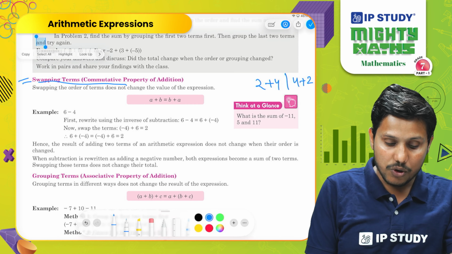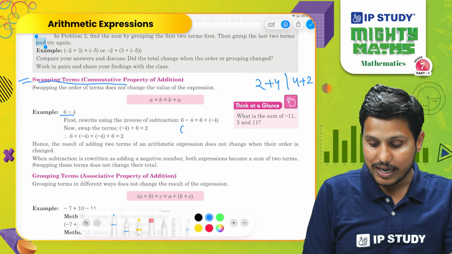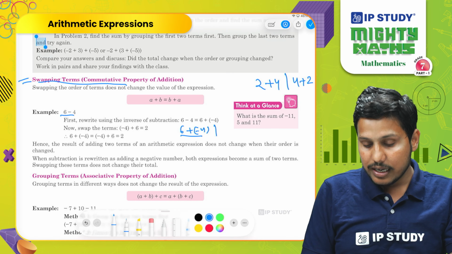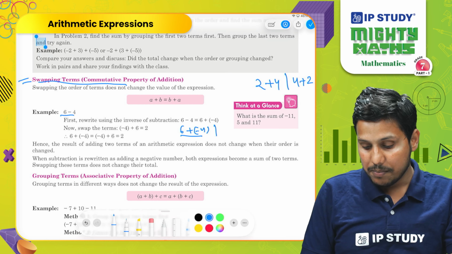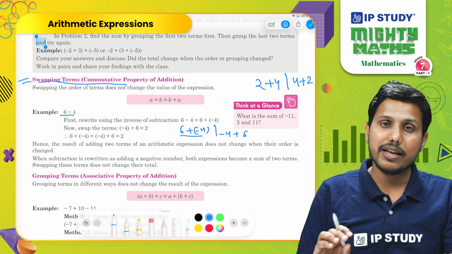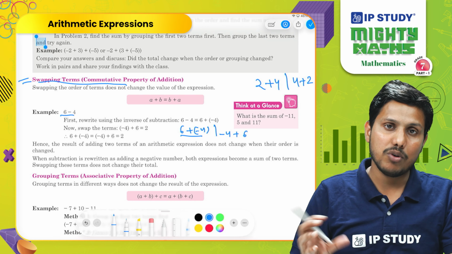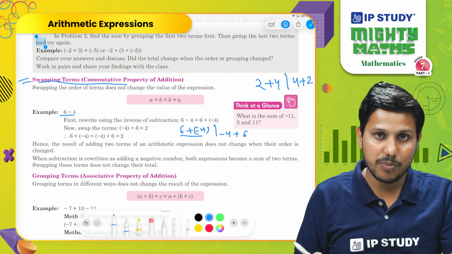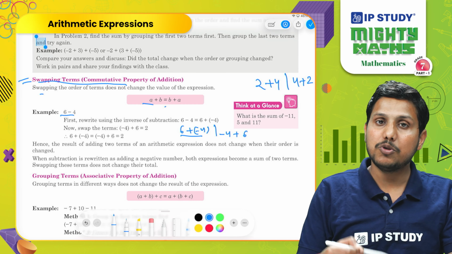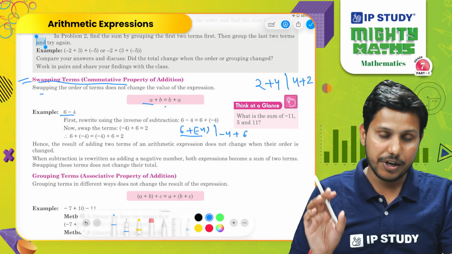Like if we want to do 6 minus 4, we can write it as 6 plus minus 4, or we can write it as minus 4 plus 6. Both will give us the same answer because we have swapped the terms. The value has not been changed for both. So, it says a plus b is equal to b plus a, which is the commutative property of addition.